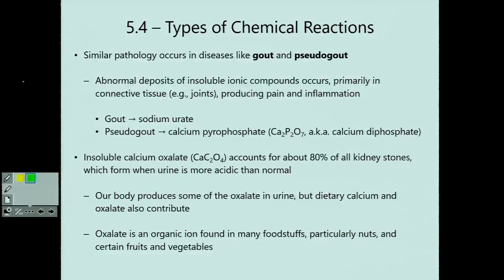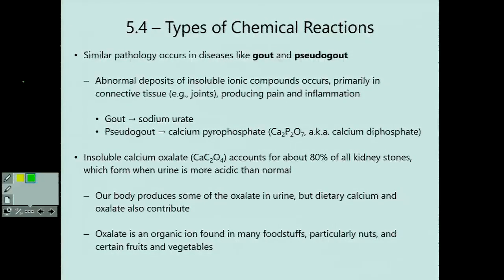It's a calcium pyrophosphate, also known as calcium diphosphate, again related to calcium phosphate. Bone is a combination of calcium phosphates in different forms, including pyrophosphate, also known as diphosphate. These are highly insoluble compounds, and then they start precipitating in places, causing all sorts of problems.